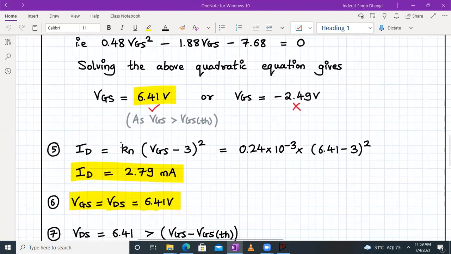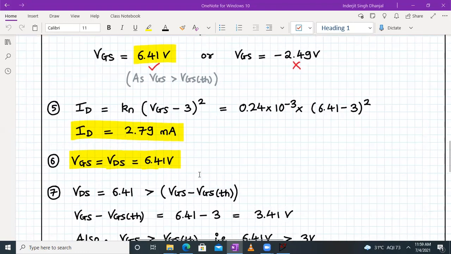Next, we calculate the value of ID because now the VGS value is available and the Kn is also available. So plug in the values in the calculator and you will get ID as 2.79 milliamperes. Also, for a drain feedback bias, VGS and VDS are same, and VGS is equal to 6.41. So VDS is also the same value.